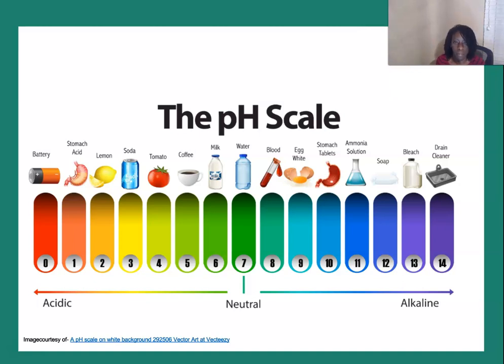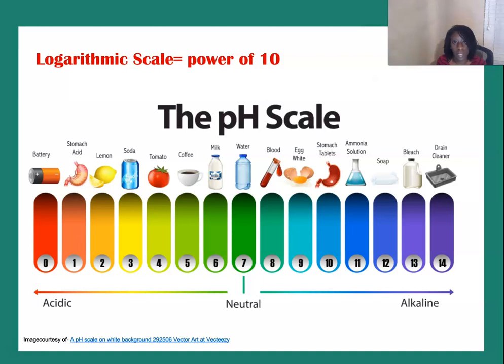Now, here's one biggie that you have to know and remember about the pH scale. This is not a linear scale. It's a logarithmic one, all right? Now, what does that mean? Remember, the equation for pH is the negative log of blah, blah, blah. You don't need to know all that again, but you do need to know how that affects this scale.